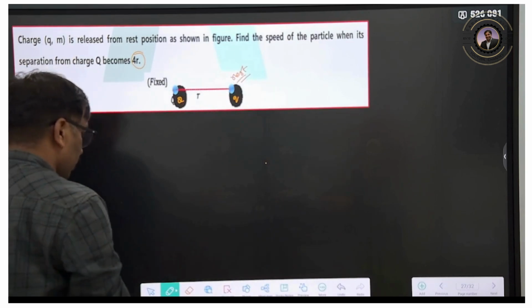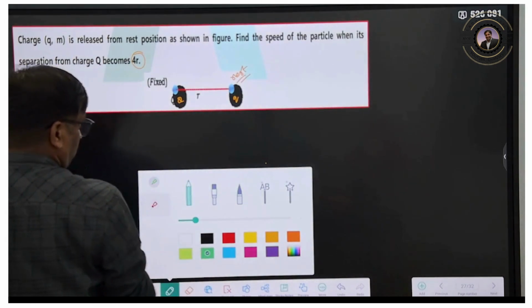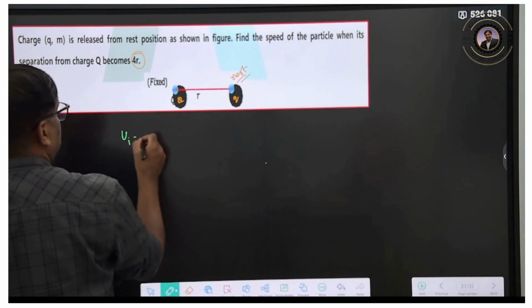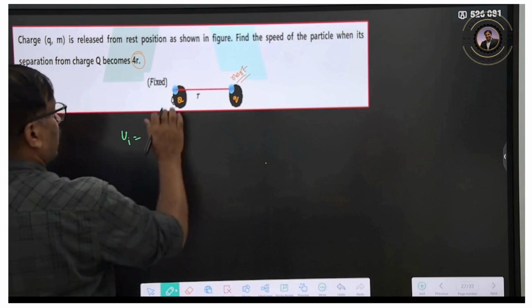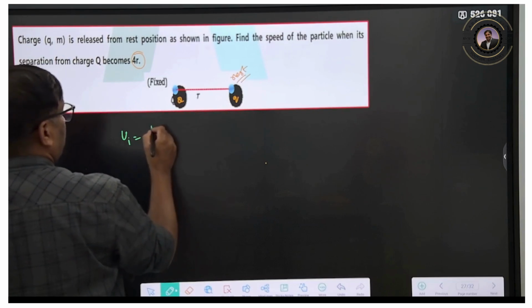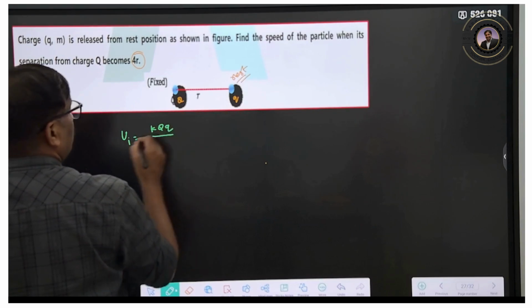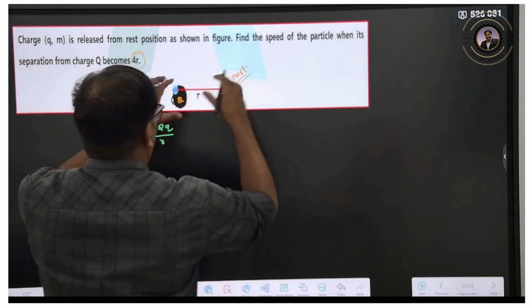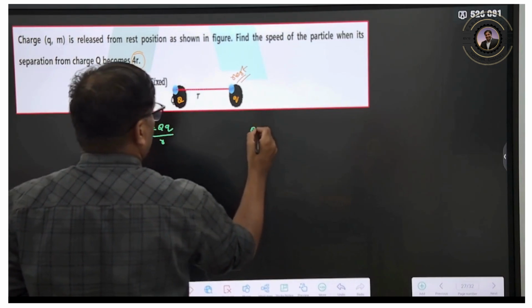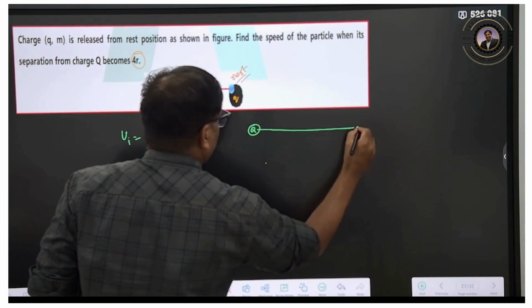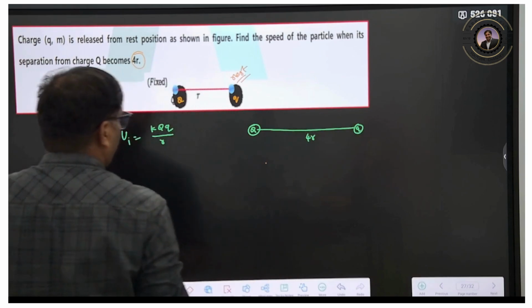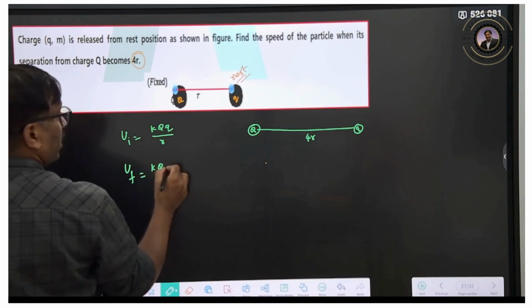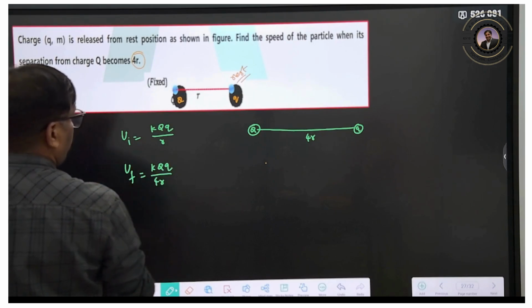Find the speed of the particle when the separation becomes 4R. So initially, what is the energy here? Initial energy between these two is K capital Q into small q by R. This is your initial. Then what happened finally? This q has now become, so the distance becomes 4R. Final potential energy is how much? K capital Q small q by 4R.